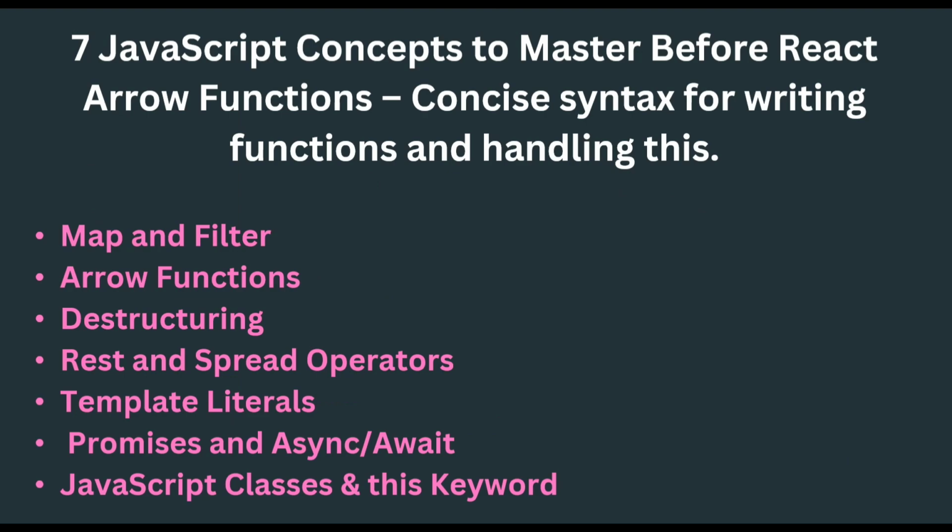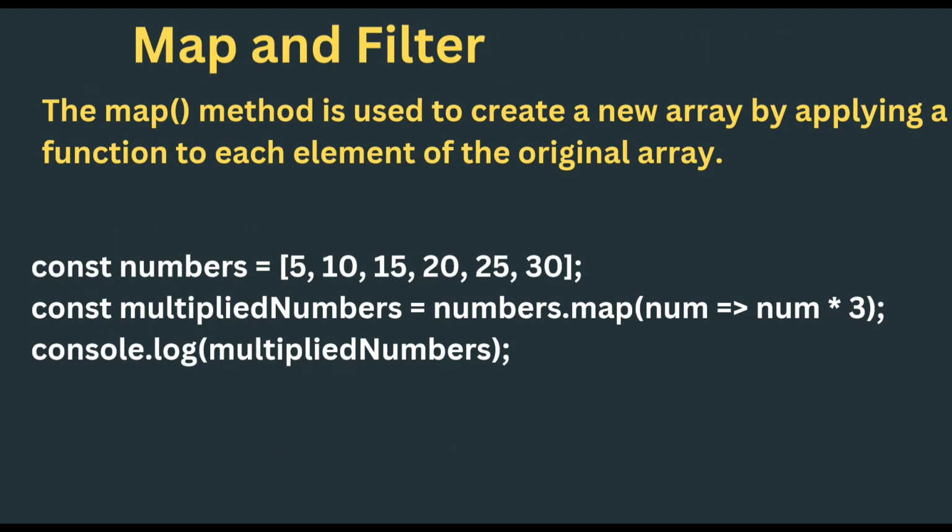What is map? Map and filter are array methods that allow you to transform and filter the elements in an array. The map creates a new array by applying a function to each element, while filter creates a new array with elements that pass a certain condition. This is the use of map and filter. Map creates a new array by applying a function, and filter creates a new array with elements that pass the certain conditions.